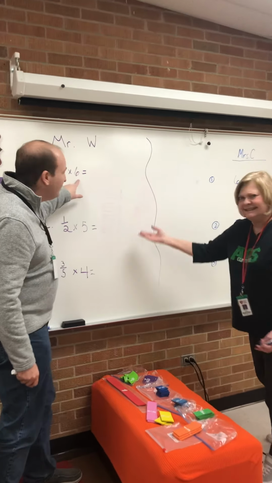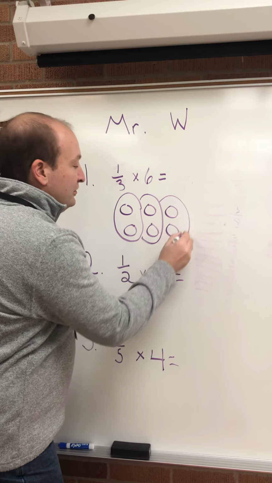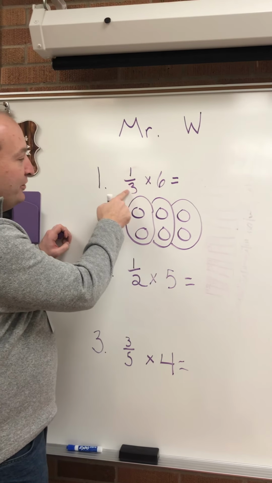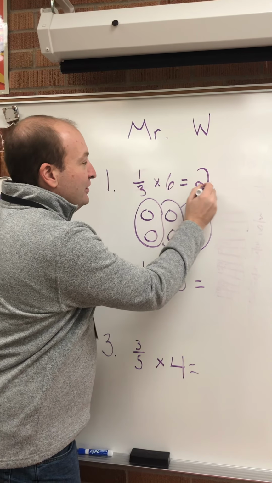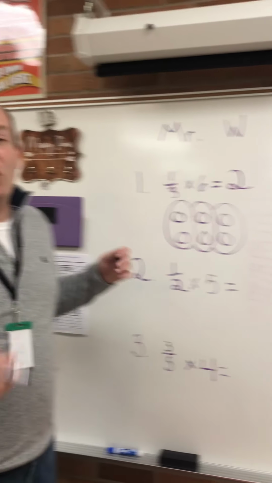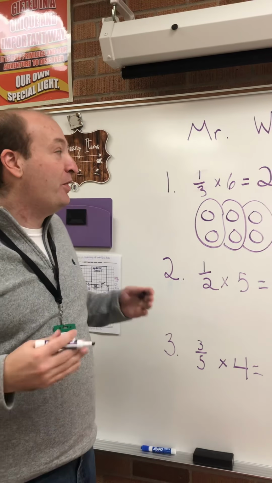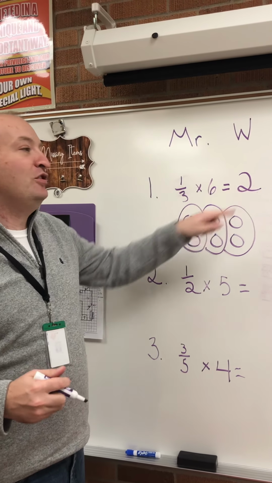Let's start. So I'm going to go ahead and prove her wrong. So this says 1 out of 3, or 1/3 of 6. So I'm going to draw 6 marbles to show this. And I'm going to put those 6 marbles into 3 groups. And then it says 1 out of 3 groups. So I'm going to look at this group only. And look, I see 2 marbles in that one group. So I know that 1/3 times 6, or 1/3 of 6, is 2.